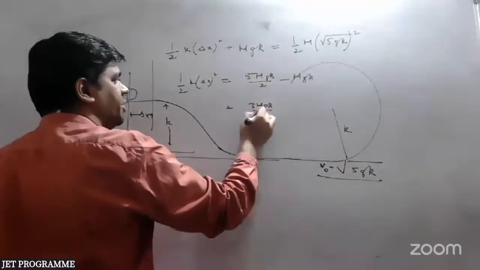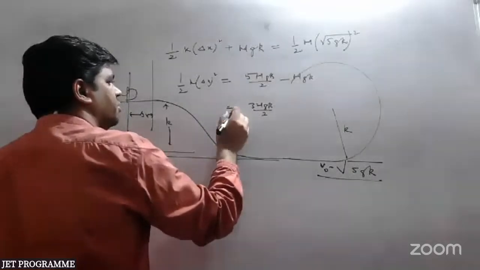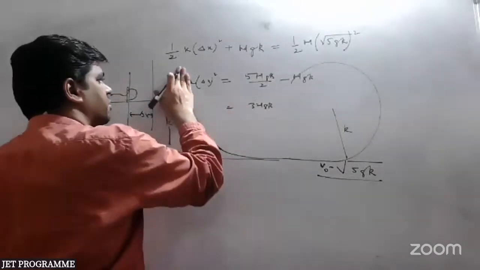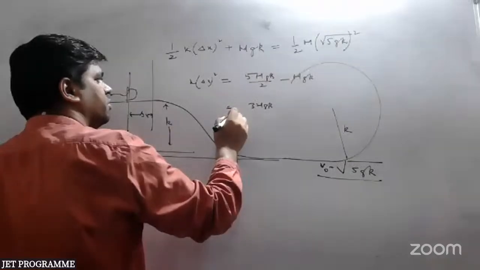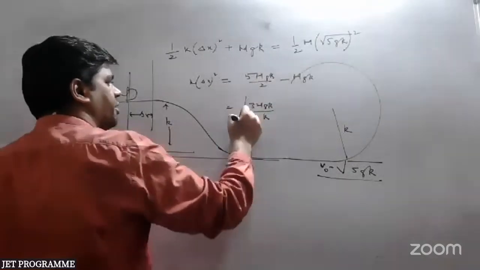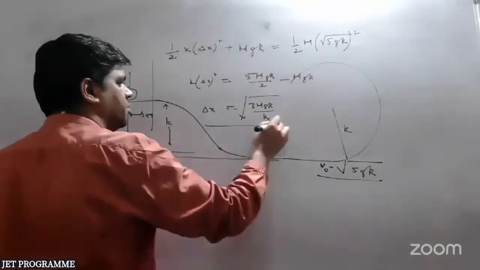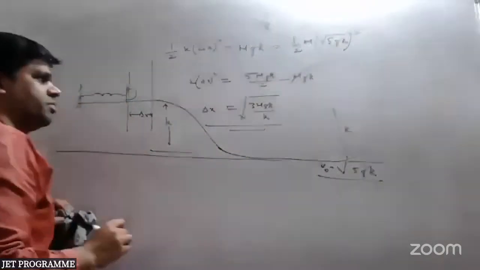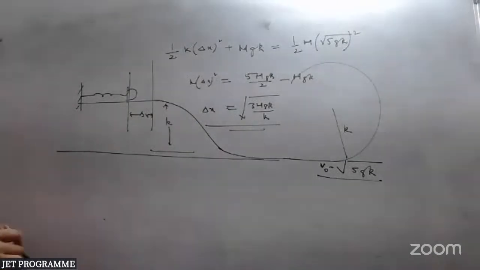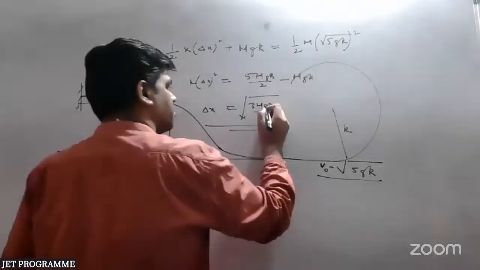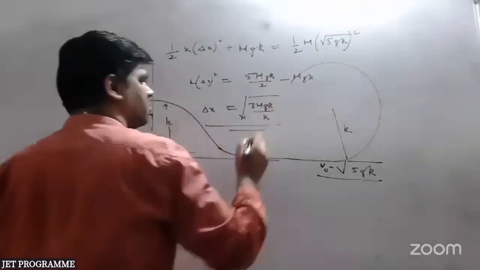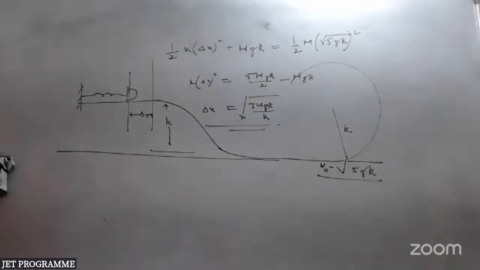Earlier it was 7 mgr by 2, if you remember. So this 2 gets cancelled out, and delta x is the square root of 3 mgr by K. Is the equation clear?